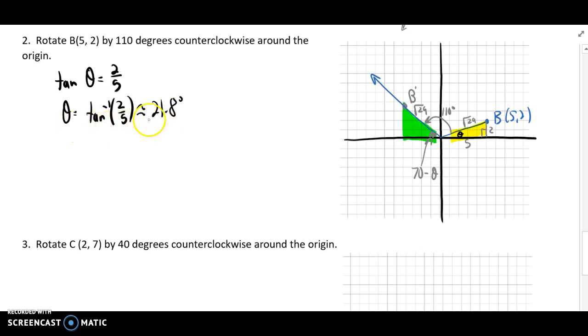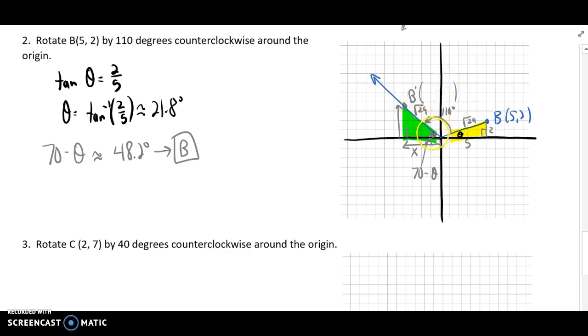So we did this on the calculator. We took 70 minus theta. That gives us approximately 48.2 degrees. And then I would store that on your calculator as B. Next, let's go back to this green triangle. This distance that we're traveling to the left from the origin is x. That's going to give us the x value of point B prime. And then this value that we're going up is the y value of point B prime.